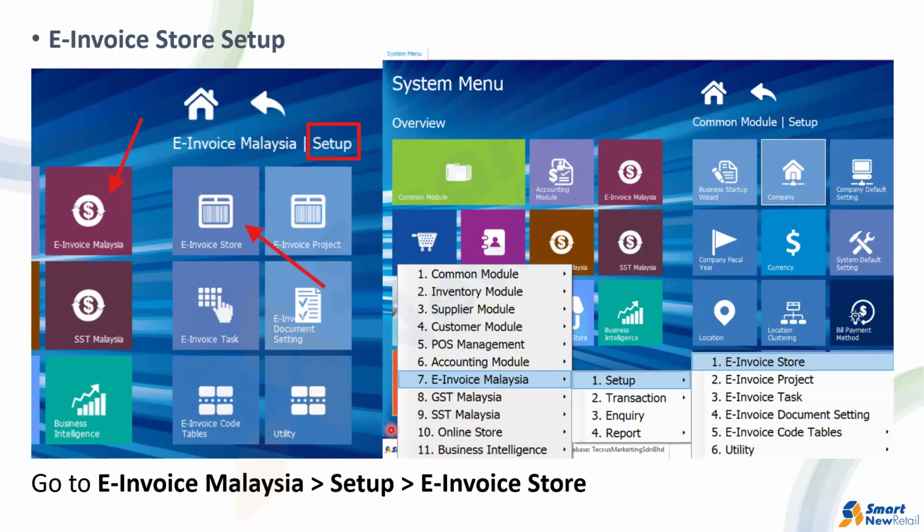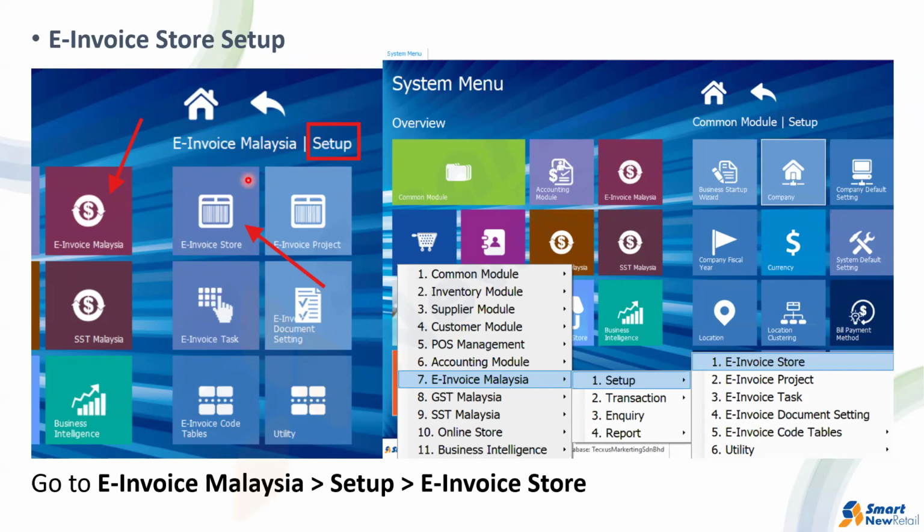Also, you can access it by the start menu on the bottom left. Go to number 7, E-Invoice Malaysia, set up E-Invoice Store. Oh, sorry, just now, after you click E-Invoice Malaysia, you're supposed to go to setup first, and then you can click E-Invoice Store. Okay, because this is a new module.